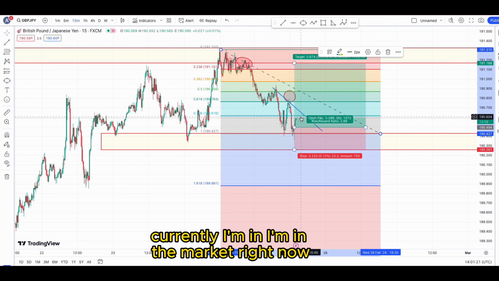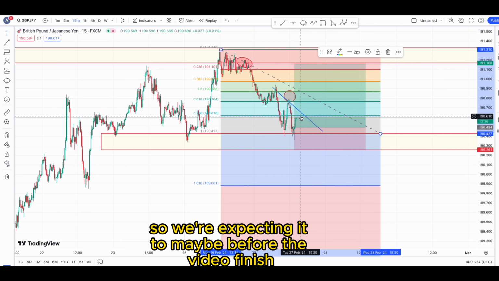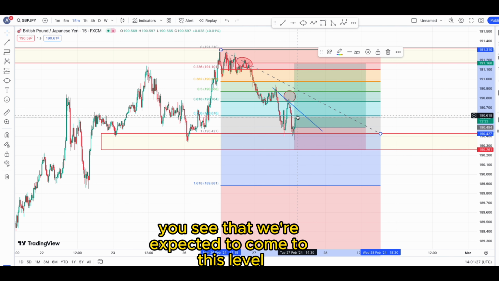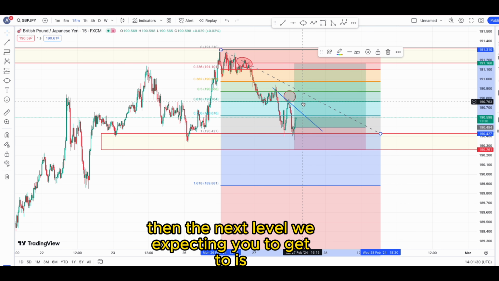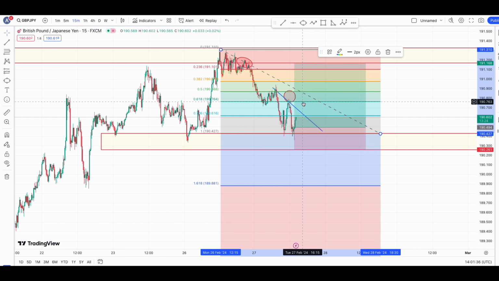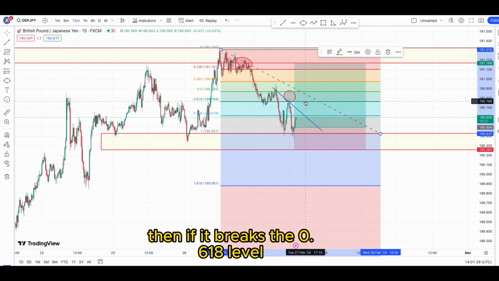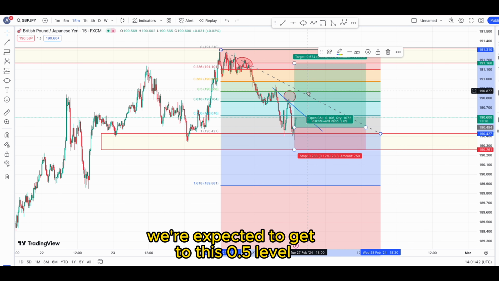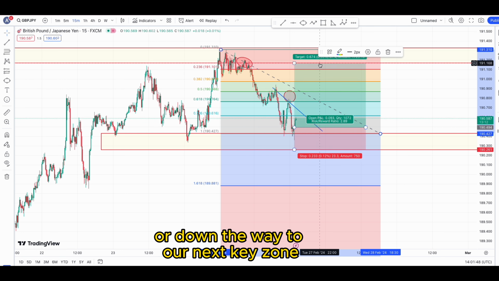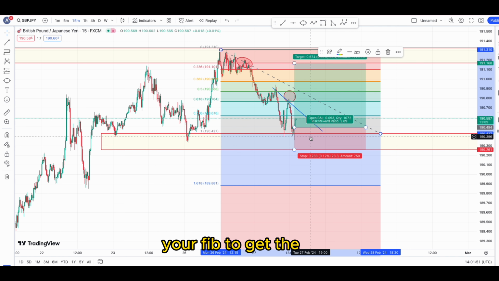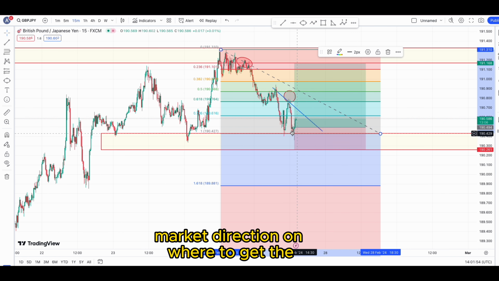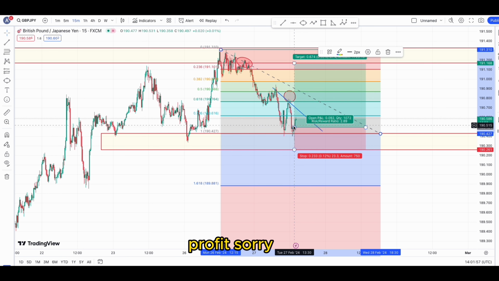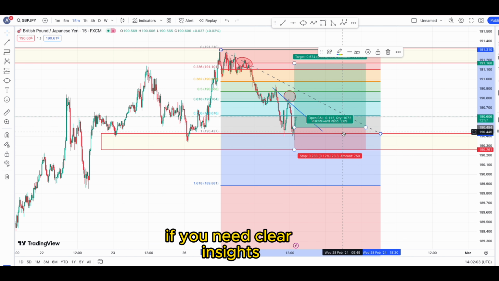Currently, I'm in the market right now, so we're expecting it to, maybe before the video finish, you will see that we're expecting it to come to this level. If it breaks this level, then the next level we'll be expecting it to get to is the 0.618 level. Then if it breaks the 0.618 level, we're expecting it to get to this 0.5 level, all the way down to our next key zone. That is how to use your fib to get the market direction on where to take your profit, the appropriate place to take your profit if you need clear insights.